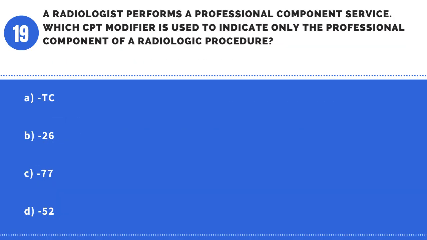Question 19. A radiologist performs a professional component service. Which CPT modifier is used to indicate only the professional component of a radiologic procedure? A. TC, B. -26, C. -77, D. -52.